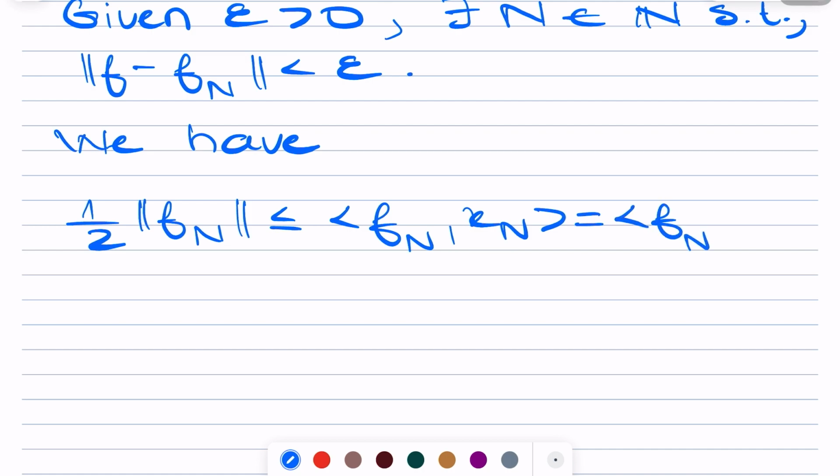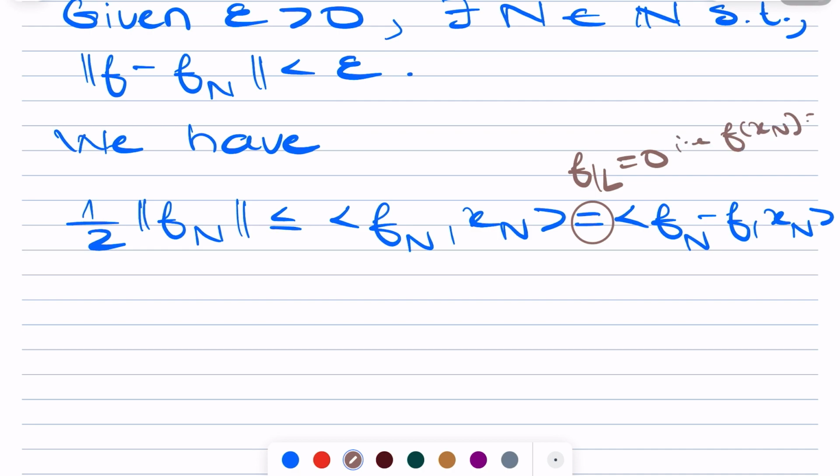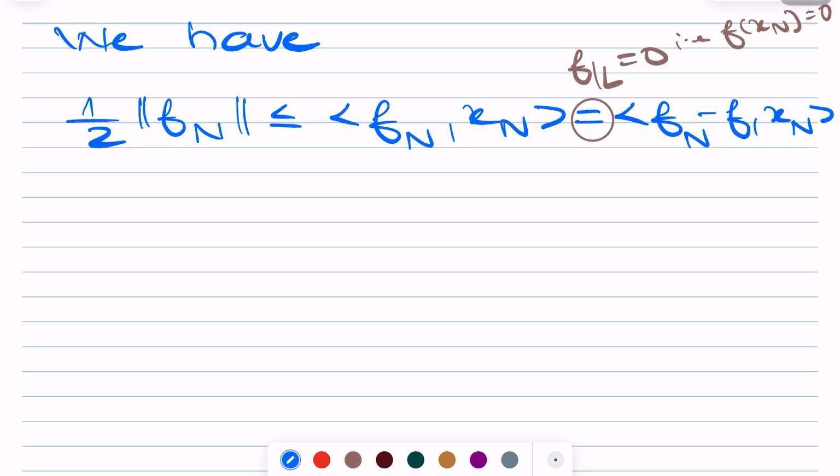Which equals the dual pairing between f_N minus f and x_N. This holds for the simple reason that f restricted to L is equal to 0, so f of x_N, because x_N is in L, is 0. And now we know that this quantity is strictly less than epsilon.